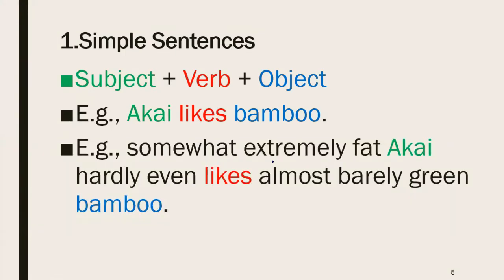You can also make a simple sentence that has a lot of detail and depth, and very interesting ones. So like this one: "Somewhat extremely fat Akai hardly even likes, almost barely green bamboo." In the first example, Akai likes bamboo. But in the second example, Akai hardly even likes it. So you add one or two words to a sentence, it can completely change the meaning. And if you want to know how to do this, look at the recording for Monday's session.